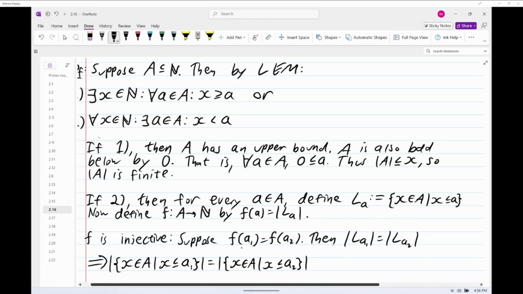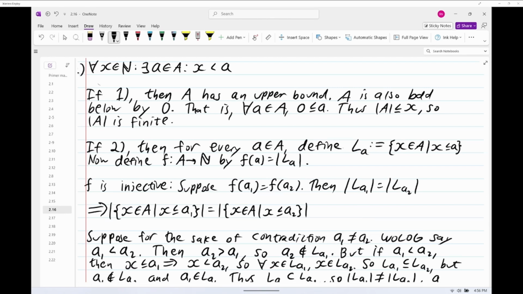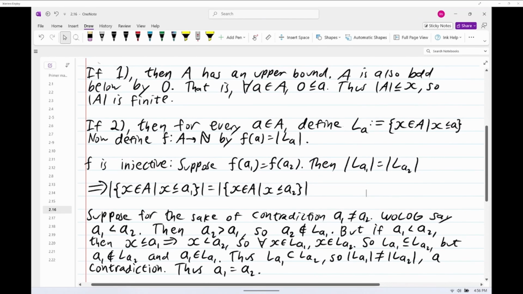So suppose that some inputs agree, then the cardinality of LA1 equals the cardinality of LA2. So we're considering f of A1 and f of A2. That's the definition of f right up there. The definition of LA1 is just going to be this, but replaced with A1. So the cardinality of the numbers at most A1 is equal to the cardinality of the numbers at most A2. I want to show then that A1 is A2. So suppose for the sake of contradiction that's not the case. A1 is in fact not A2.